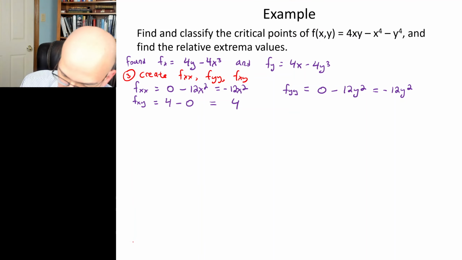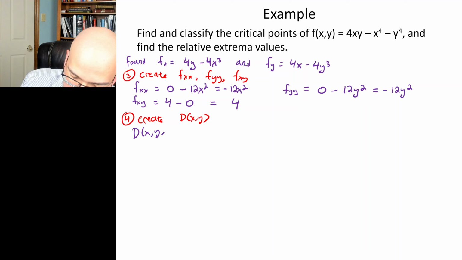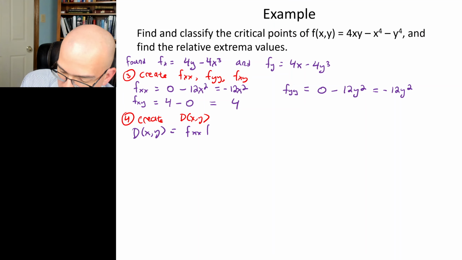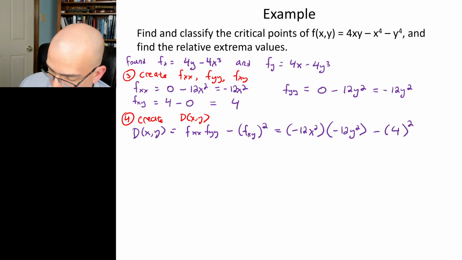Okay, step 4. Create capital D of x, y. So D of x comma y is f double x times f double y minus the mixed partial squared. So the f double x we found was negative 12x squared. The f double y we found was negative 12y squared. fxy we found was 4, so minus 4 squared. And then simplify. Negative times negative cancels. 12 times 12, 144, x squared, y squared, minus 16.